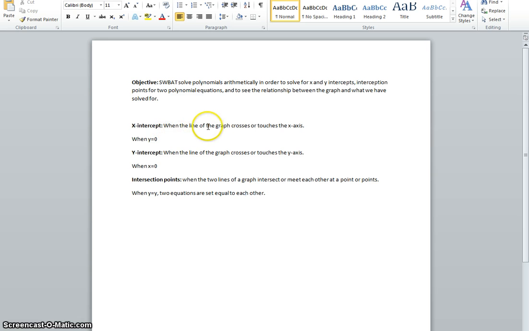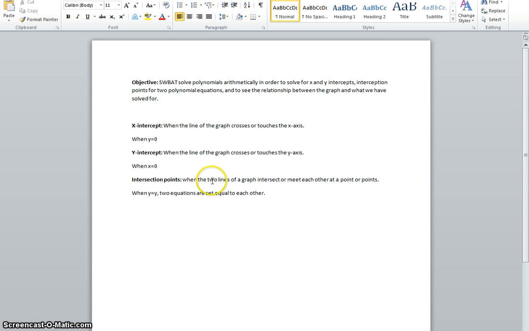It is when the line of a graph crosses or touches the x-axis. It is also when our y is equal to 0. Our y-intercept is when the line of the graph crosses or touches the y-axis, and this is when x is equal to 0.